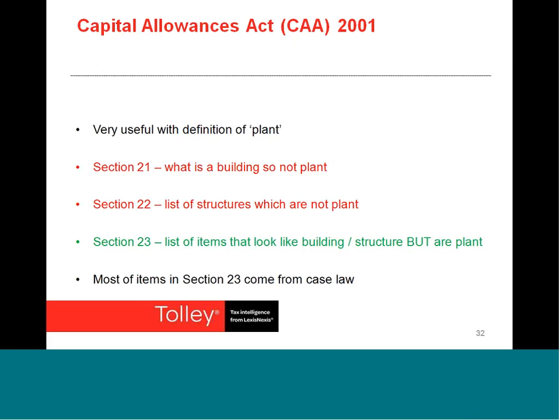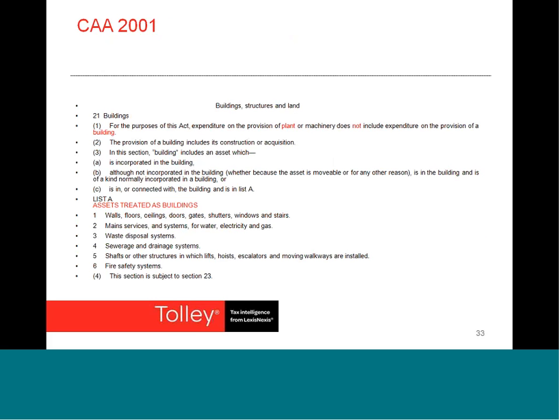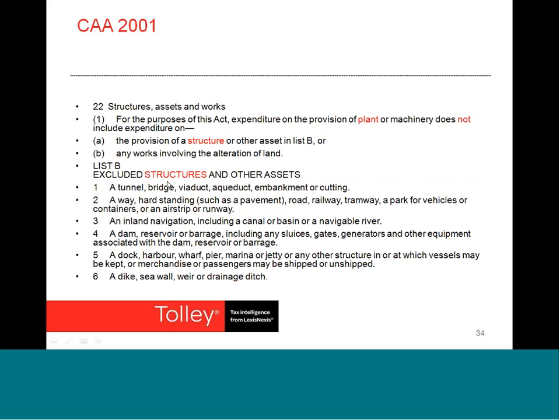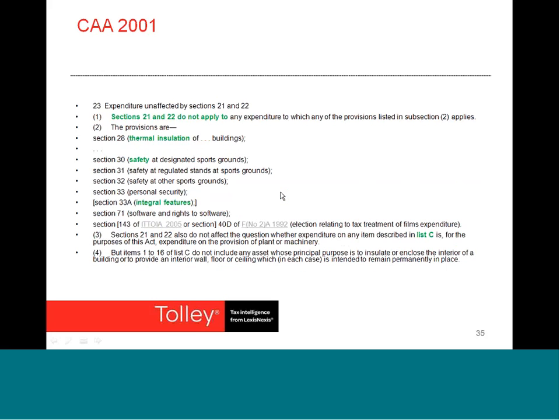And within the actual legislation itself, if you have a look at what I've done here, I said plant is not a building, and then we have a list of assets treated as buildings. And in 22, plant is not a structure, and then a list of assets which are structures. And then moving on to green, Section 23, Section 21 and 22 do not apply to these things here, so thermal insulation, integral features, and finally list C.